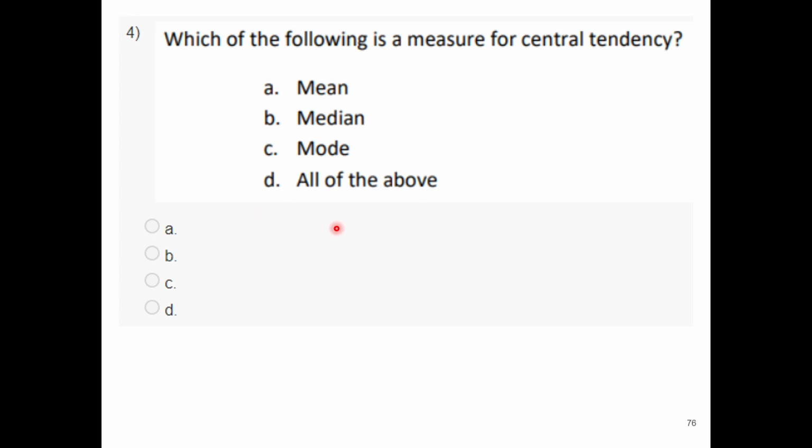Let us assume normal distribution. So D, all of the above, is the correct option. As you can see, D, all of the above, that is mean, median, mode, all are correct options. So D, all of the above, is correct.